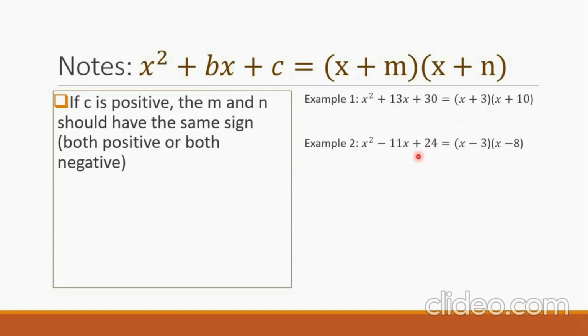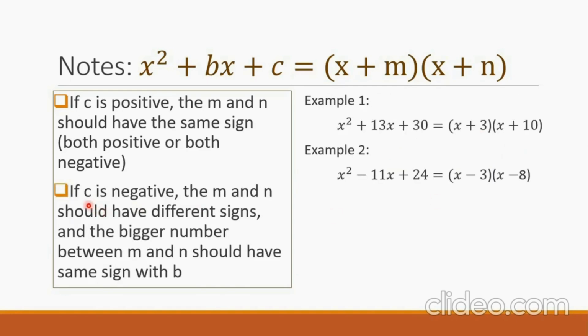Let's have example 2. The constant is positive 24. So look at our m and n. They have the same signs and both negative. Considering the sign of the b here, since it is negative, it gives us an idea that these two binomials, the m and n, should both be negative also.